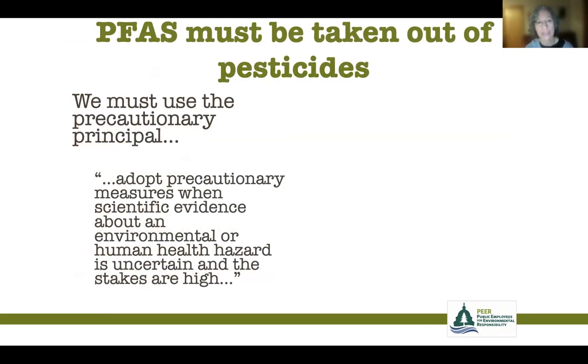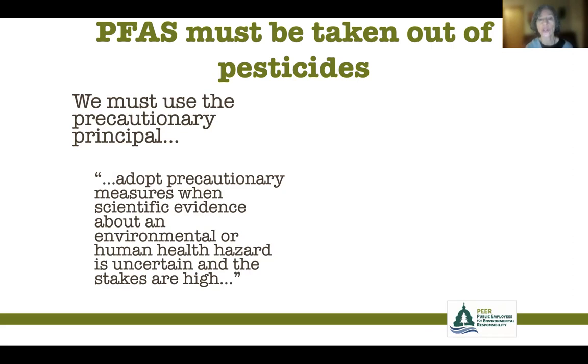PFAS also must be taken out of pesticides. They just have to. We cannot have them as contamination, and EPA is trying to get a handle on that. They've asked companies to come forward if they're using those fluorinated HDPE barrels. So they're trying to get rid of the contamination issue. What they have not yet tackled is the inert ingredient and the active ingredient issues.